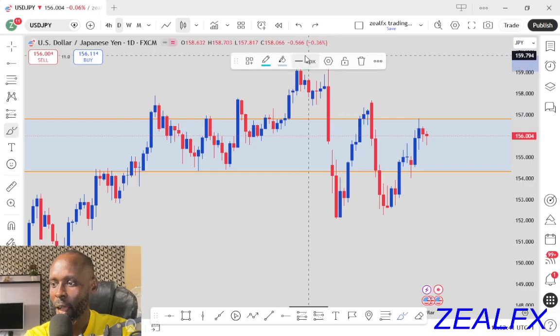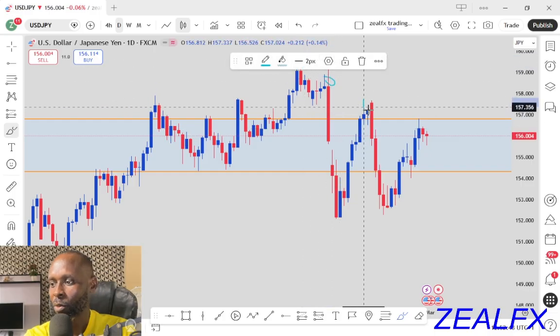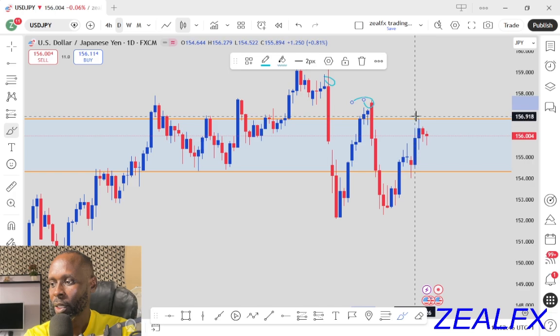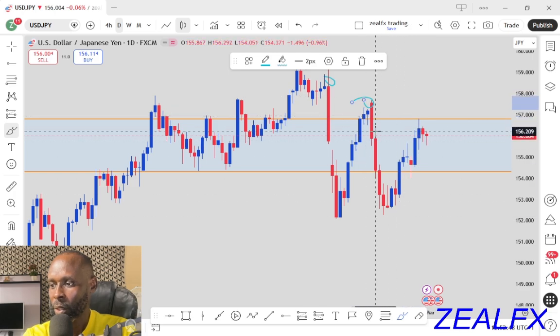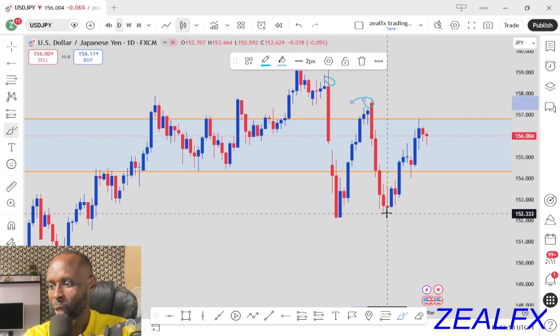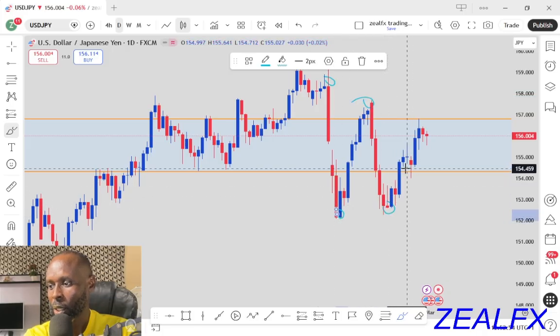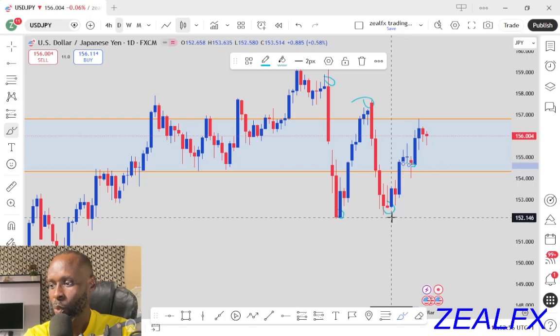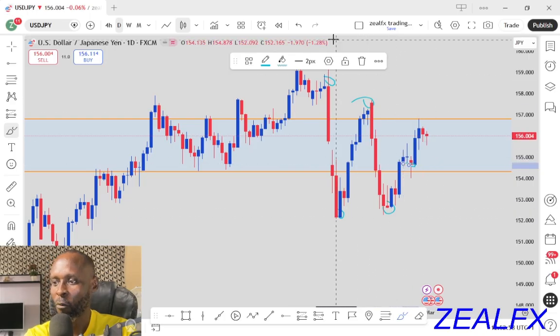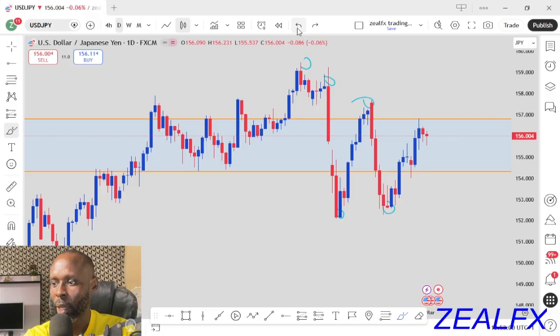So we have this higher high, we have this lower high, we have this lower high. Price is currently creating from this level now. We now started looking at having a higher low. This is a lower low, then we have a higher low, then we have a higher low. So we now have an inner structural movement on the USDJPY.